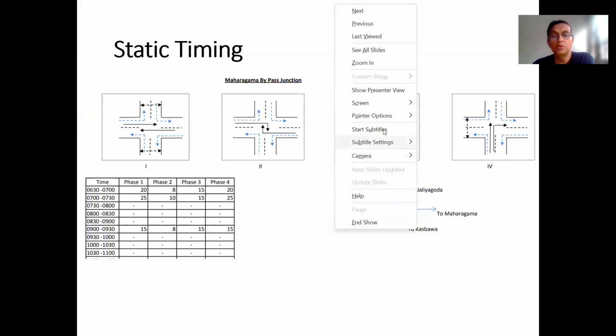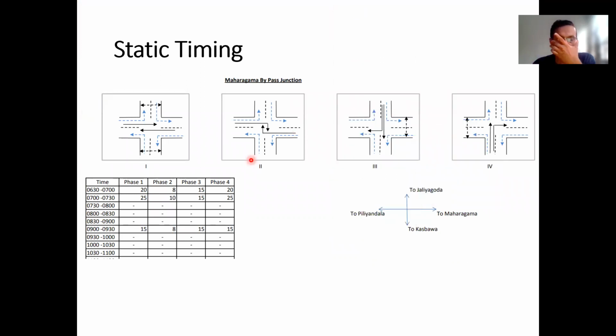Right, now let me show you one junction where we were doing our experiments. The static timing of that junction, you can see it over here. The phase 1 vehicles are moving this way, and then phase 2, phase 3, and phase 4. It's a 4-phase junction. In fact, this is the junction where one side is Piliyandala, Maharagama, and the other one is Kesbewa. This is Bokundara or something, not very sure.